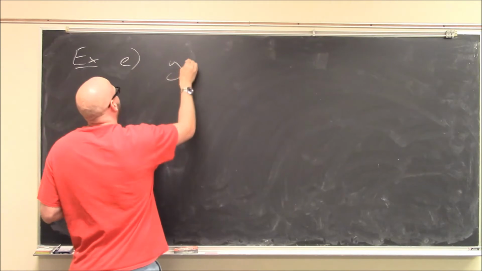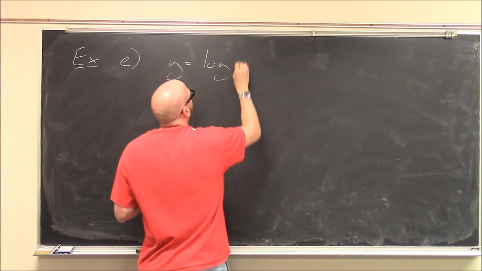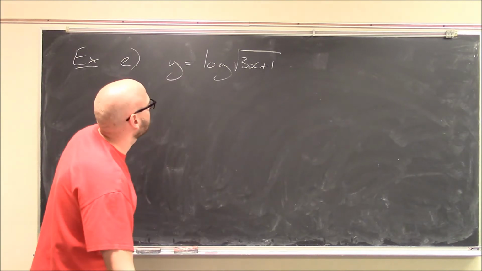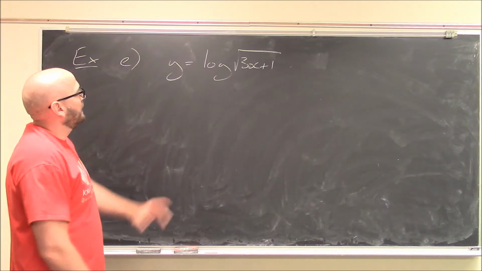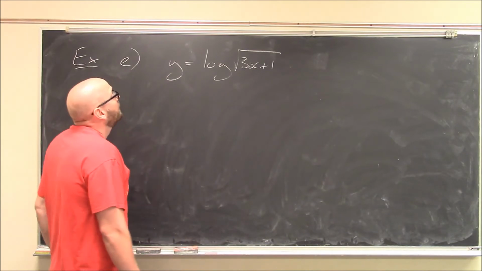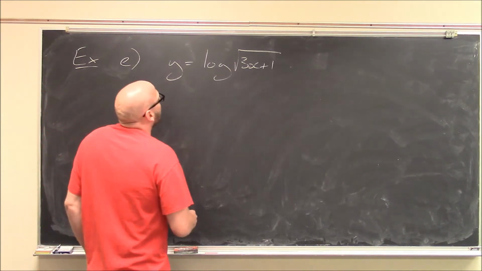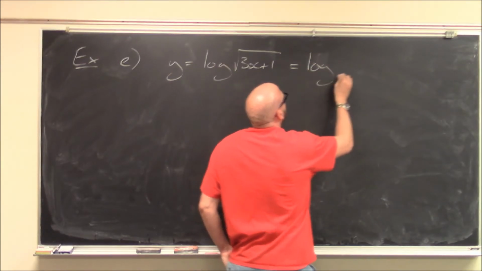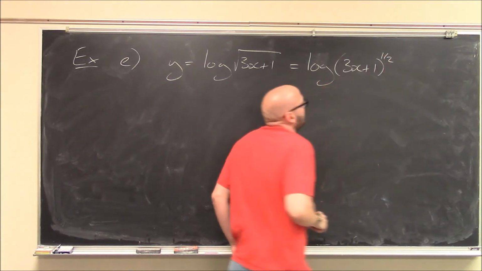Let's do y is log of square root of 3x plus 1. So first thing I'll remind you is if there's no base written, it's usually understood to mean base 10. So log base 10 of square root of 3x plus 1. And first thing I'll do is remember when we differentiate, we don't like square roots, we like powers. So I'll write that as power to the 1/2.